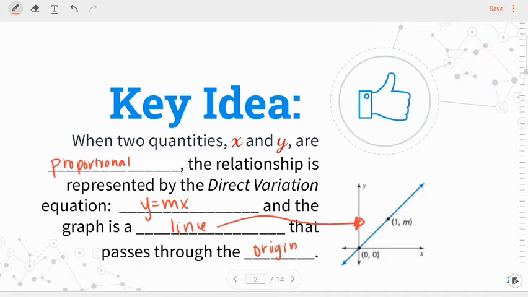Now, remember, that's a vocabulary word that I need to remember, but origin is referring to the ordered pair (0, 0), right here at the center of my graph. All the graphs that we graph today are going to begin at that origin because we have a proportional relationship. So let's go ahead and look at our first example.